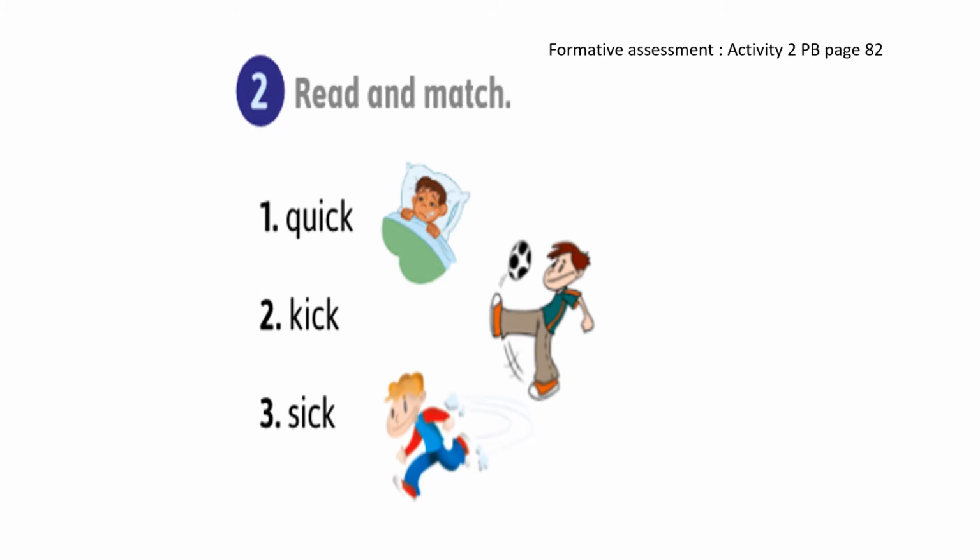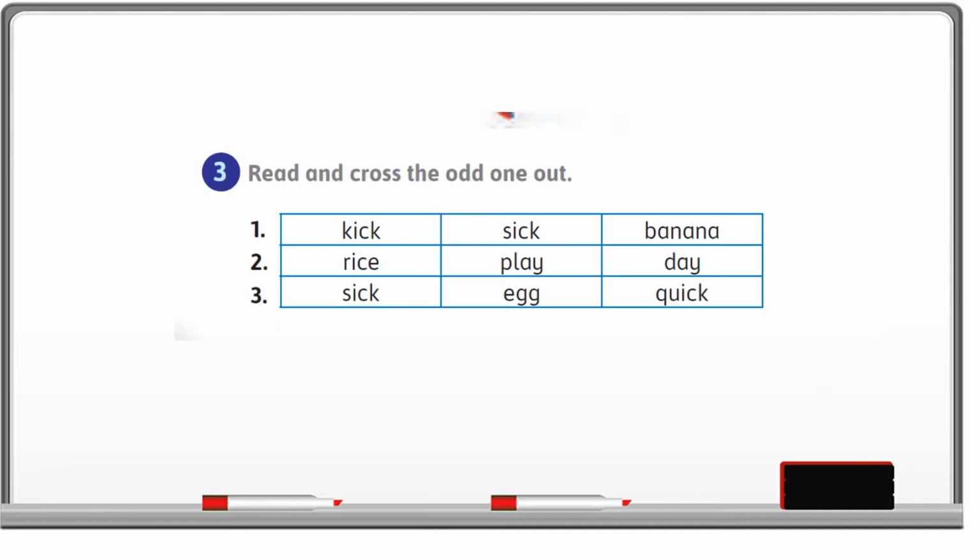Activity number 2, pupils book page 82. Read and match. Quick, kick, and sick. Have you finished? Very good. Number 1, sick, picture number 1. Kick, picture in the middle. Quick, the last picture, as you see.